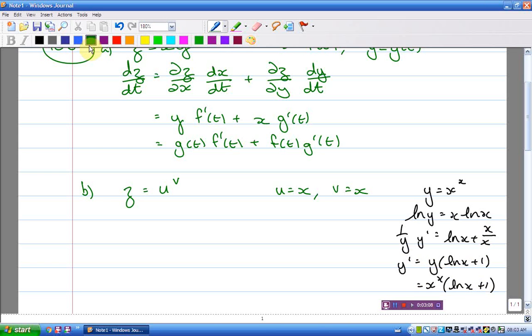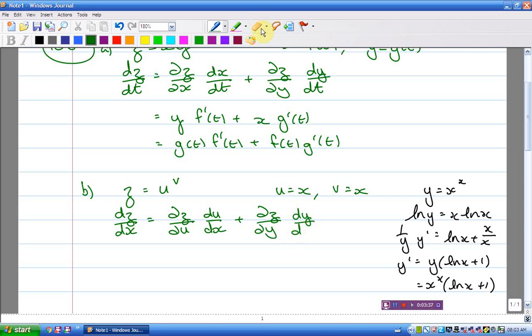But what we can do is instead use multivariable chain rule. So z is a function of u and v. u and v are functions of x. Therefore, it makes sense to determine dz by dx. And it'll be dz by du, du by dx, plus dz by dv, dv by dx.